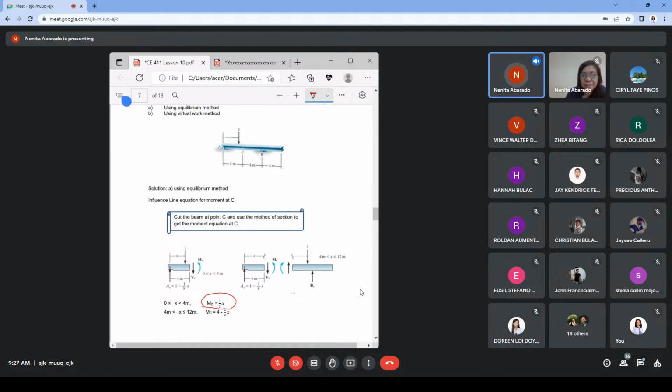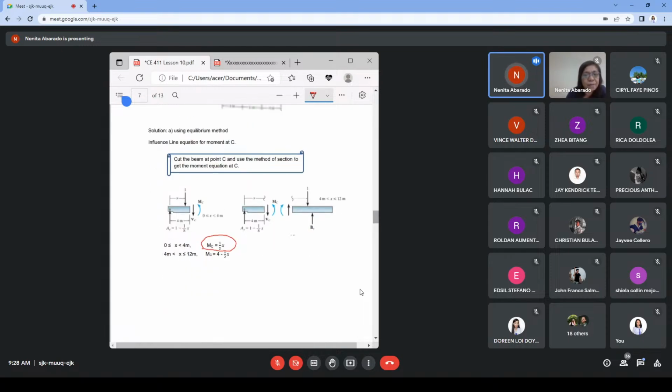Now, how about if our x is already on the other side? The term 1 disappears. So therefore, if x is greater than 4 but less than or equal to 12, the MC is already equal to 4 times one half, so we have 4 minus x over 2. This is just from simplification.